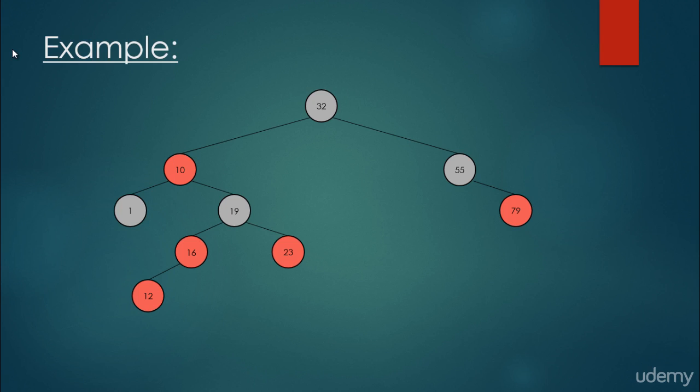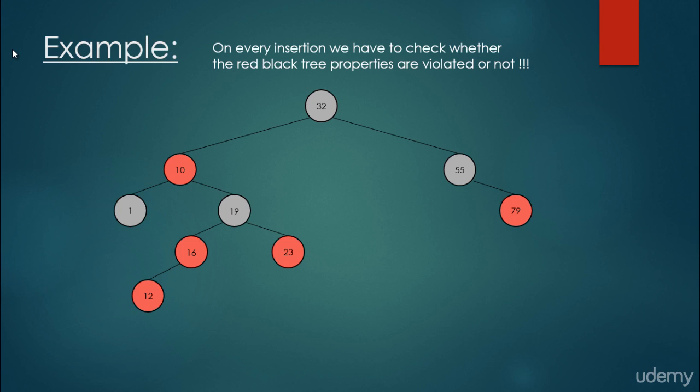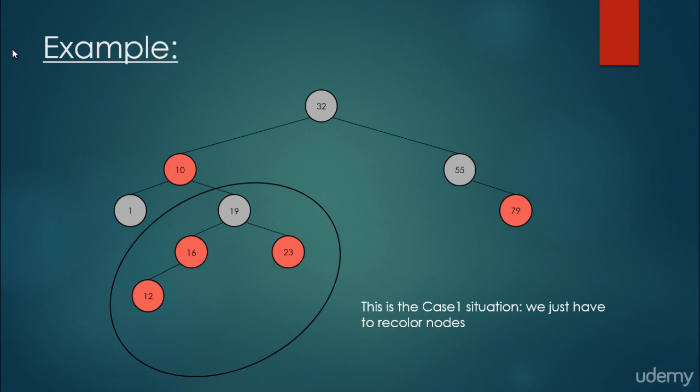And as we have discussed, every newly inserted node has color red. Now that we have inserted our node, we have to check whether the red-black tree properties are violated or not. And it is violated because the node 16 is red and its child 12 is red too. In a valid red-black tree, every red node has 2 black children. So it is not good, it is violated because the red node has a single red child. And this is the case 1 situation, as you may consider.